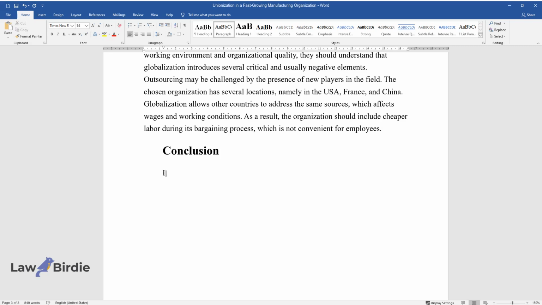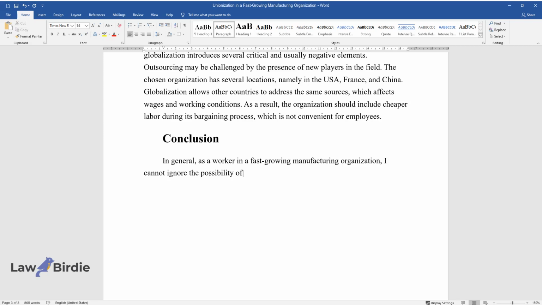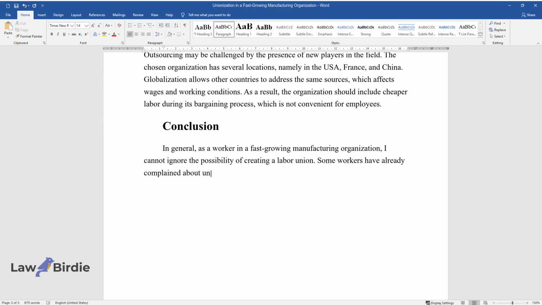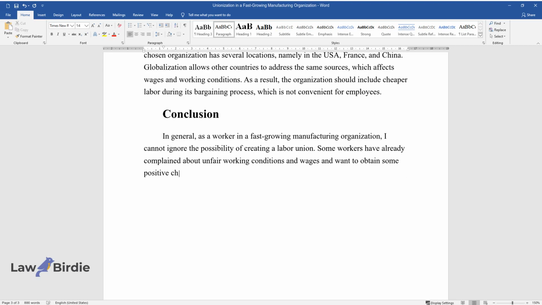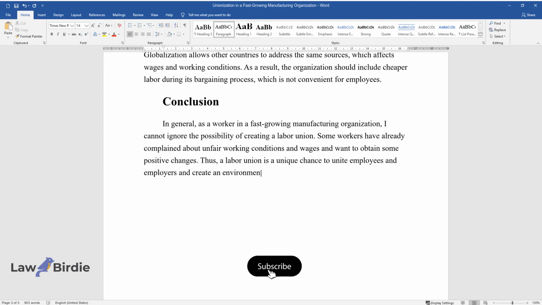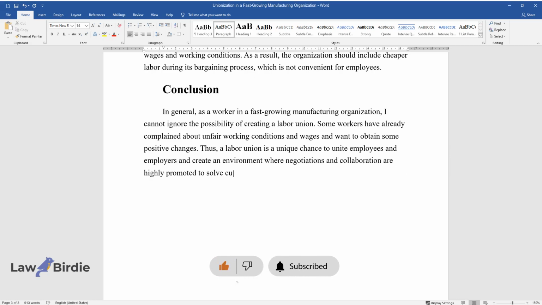Conclusion. In general, as a worker in a fast-growing manufacturing organization, I cannot ignore the possibility of creating a labor union. Some workers have already complained about unfair working conditions and wages and want to obtain some positive changes. Thus, a labor union is a unique chance to unite employees and employers and create an environment where negotiations and collaboration are highly promoted to solve current problems and offer effective solutions.